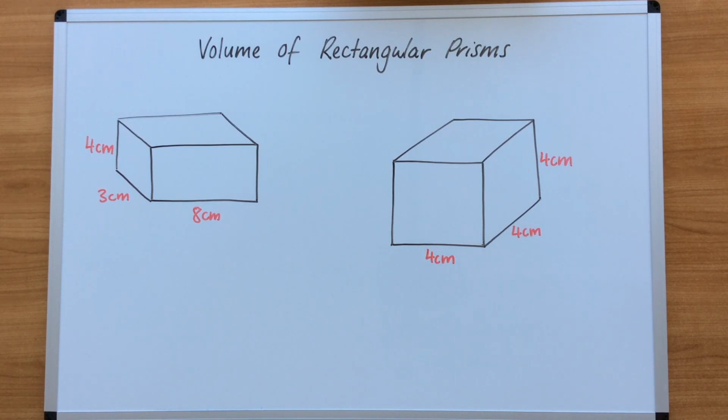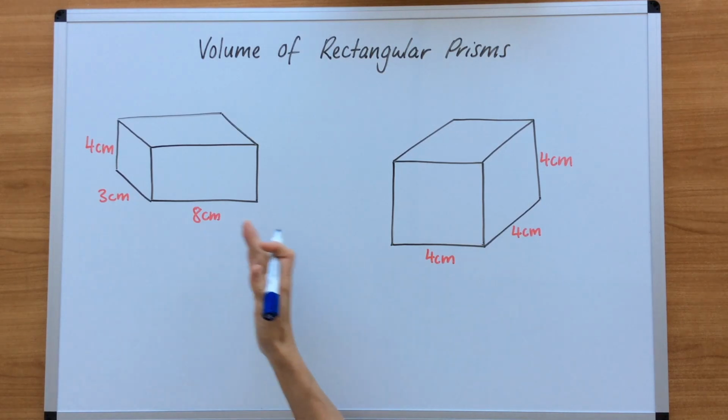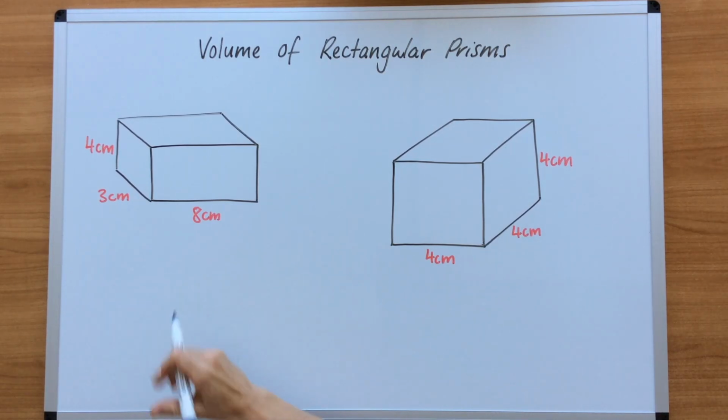In this video, we are focusing on the volume of rectangular prisms. And as you can see here, I've drawn two for you. We're going to start on the left here. So basically, volume is the amount of space inside a 3D object.